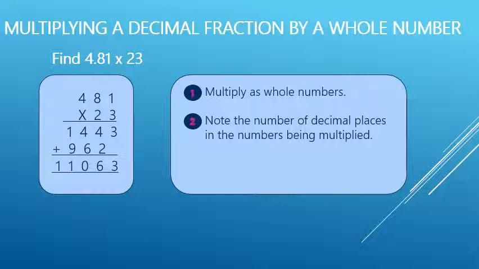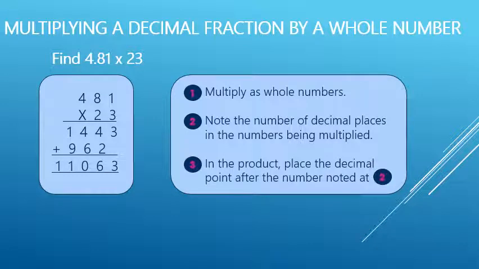Now children, we will note the number of decimal places in the numbers being multiplied. So we know that there is only one decimal fraction, which is 4.81, and in 4.81 the number of decimal places is 2, right? So in the product we will place the decimal point after the number noted at step 2. We will put the decimal point after 2 digits from the right hand side.